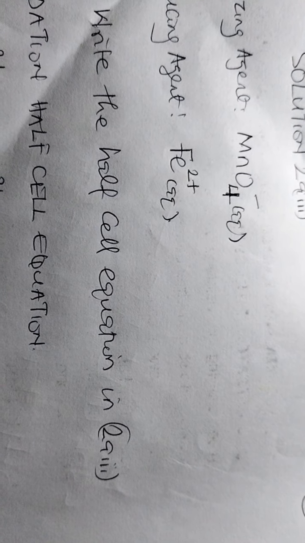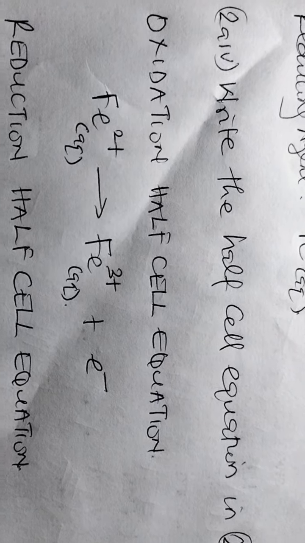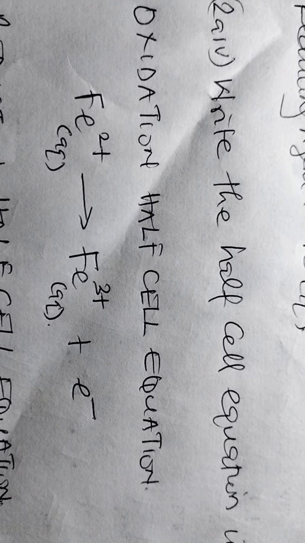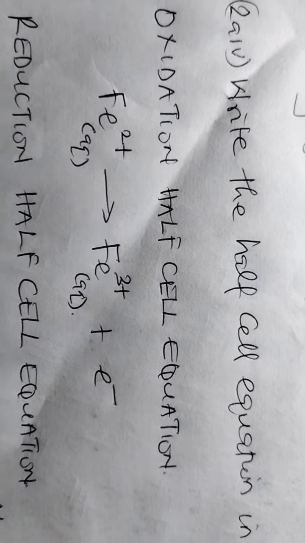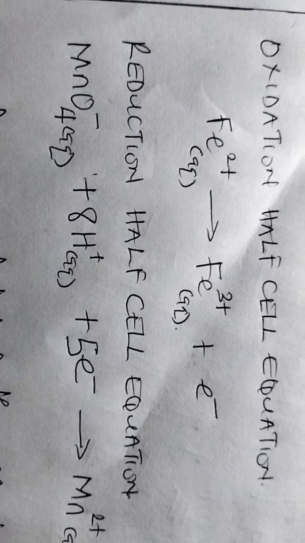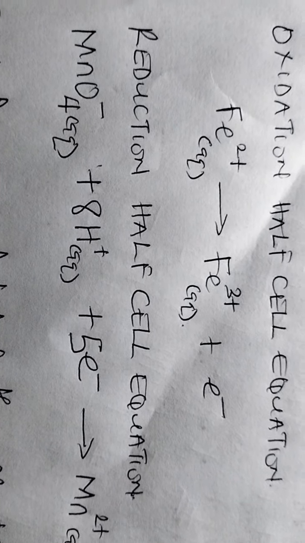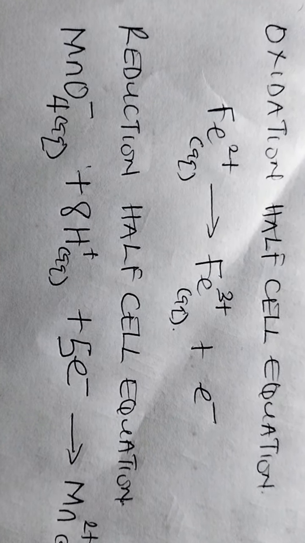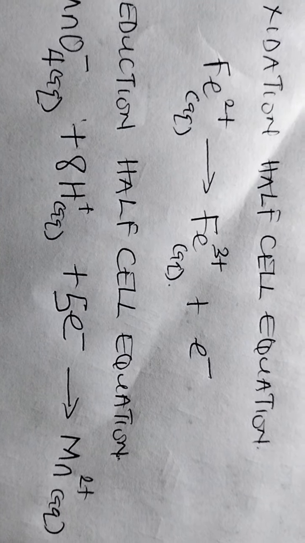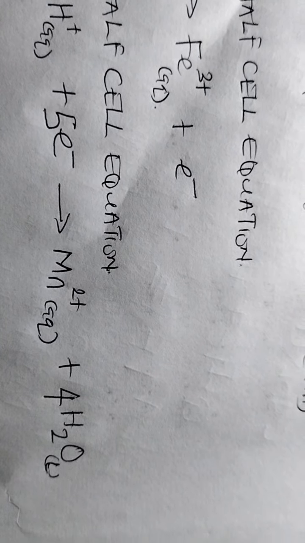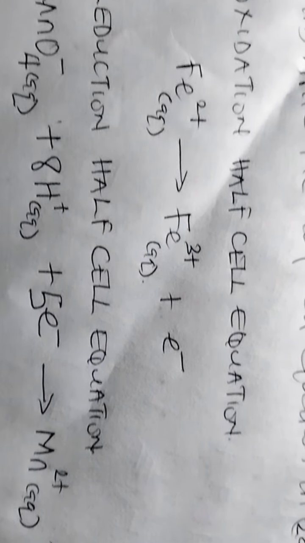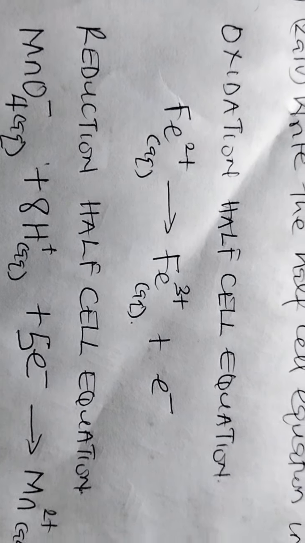Question 2A says, write the half cell equation for 2A III above. So you have the oxidation half cell. To write the oxidation half cell, we use the reducing agent, iron 2 being oxidized to iron 3. To write the reduction half cell, we use the oxidizing agent: 1 mole of manganese 7 ion plus 8 moles of hydrogen ion plus 5 moles of electron, giving us 1 mole of manganese 2 ion plus 4 moles of water. This one is the reduction half cell equation.